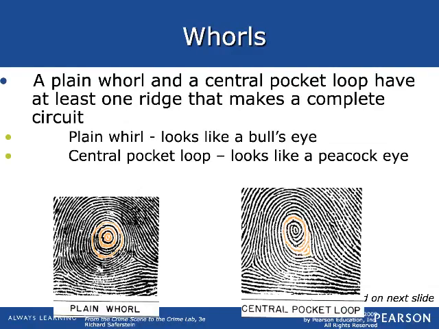Okay, so a plain whorl and a central pocket loop, they have one ridge that makes a complete circle. Okay, so a plain whorl tends to look like a bullseye, so it's got circles inside of each other. So a bunch of circles inside of each other, that's called a plain whorl. And then a central pocket loop is, they say it looks like the eye of a peacock. So if you think of a peacock feather, it's a loop, but inside of it, there's not a bunch of little circles inside. There's just more of an irregular pattern inside of it.